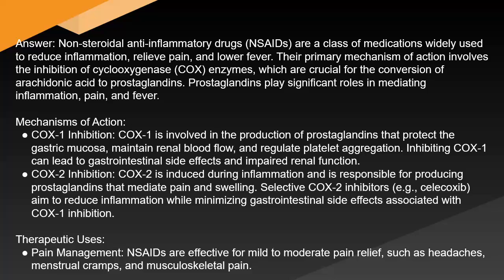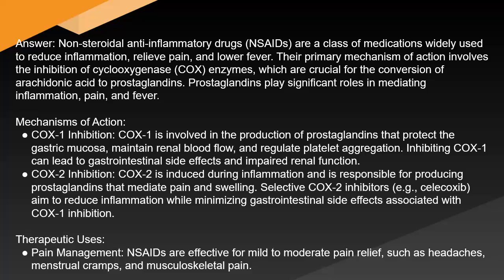Mechanisms of action: COX-1 inhibition. COX-1 is involved in the production of prostaglandins that protect the gastric mucosa, maintain renal blood flow, and regulate platelet aggregation. Inhibiting COX-1 can lead to gastrointestinal side effects and impaired renal function. COX-2 inhibition. COX-2 is induced during inflammation and is responsible for producing prostaglandins that mediate pain and swelling. Selective COX-2 inhibitors, e.g., celecoxib, aim to reduce inflammation while minimizing gastrointestinal side effects associated with COX-1 inhibition.